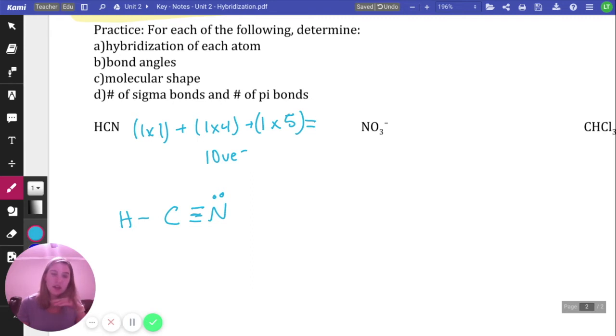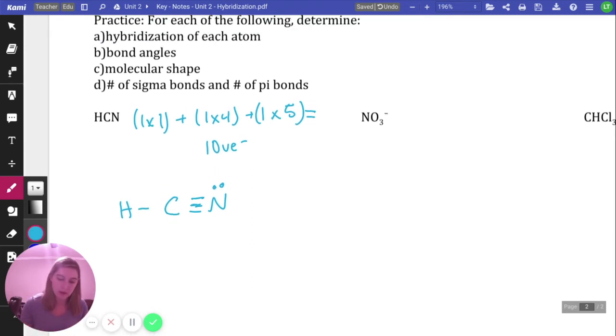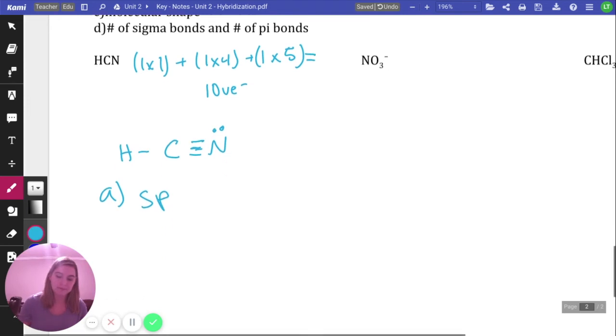So first thing is it wants to know the hybridization. I always do the hybridization of my central atom, so I'm looking at my carbon. My carbon has 2 things bonded to it. So sp, because we have 2 things bonded to it. That means my hybridization would be sp.